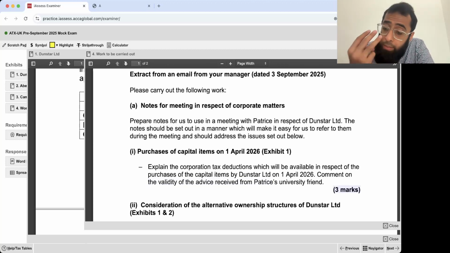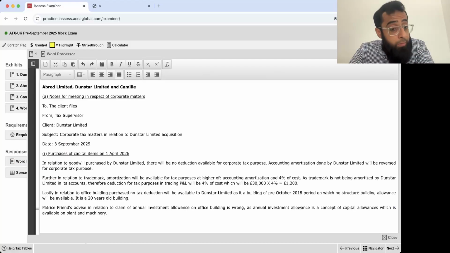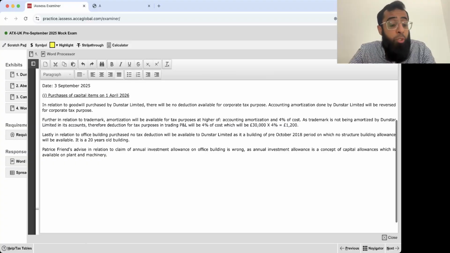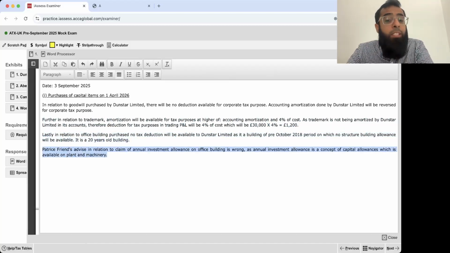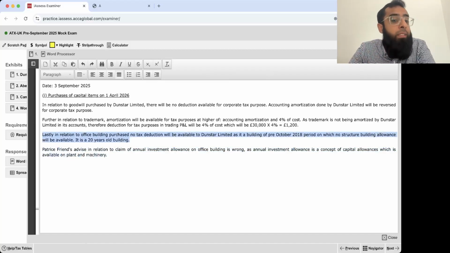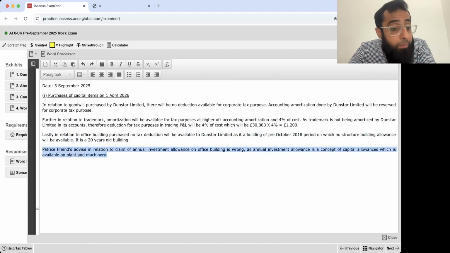How many marks were there? 3 marks. We have already written extra. We have written 4 points. So restrict your discussion. You are giving an examination. You are not writing a general email or something. There were 3 marks, so don't go beyond 3 marks. Goodwill, trademark, office building. Even if someone wouldn't have written this point and instead just written this point, then also he would have got 3 marks. This one was not necessary. You have 3 marks, write 3 points. Don't do extra writing. Okay?